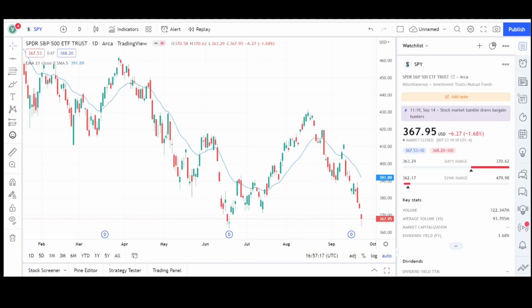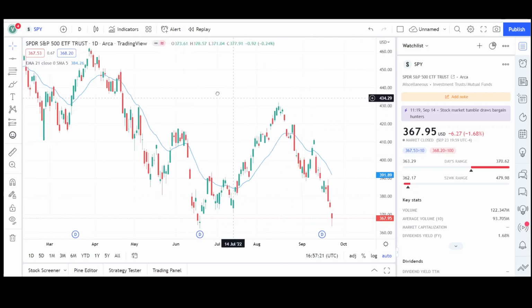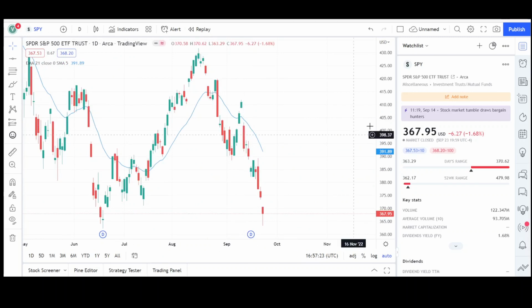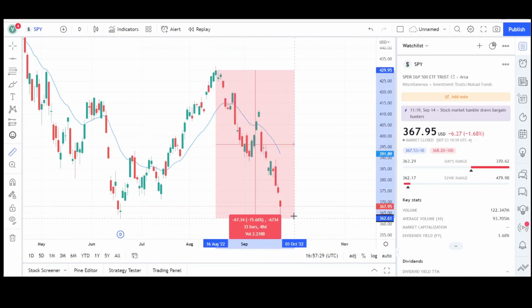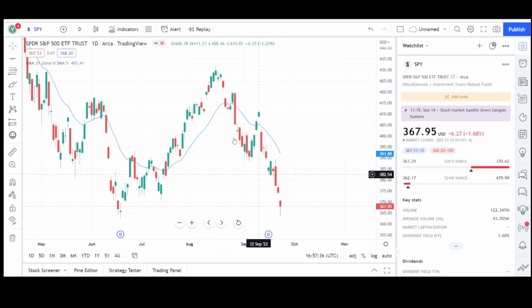So let's switch it over to the technical analysis aspect of this video. Here we have the SPY. We sold off very sharply back here on August 16th. You can see that from August 16th we dropped pretty much 15% in about 38 days. So that's a very quick drop, and a large drop for the SPY.